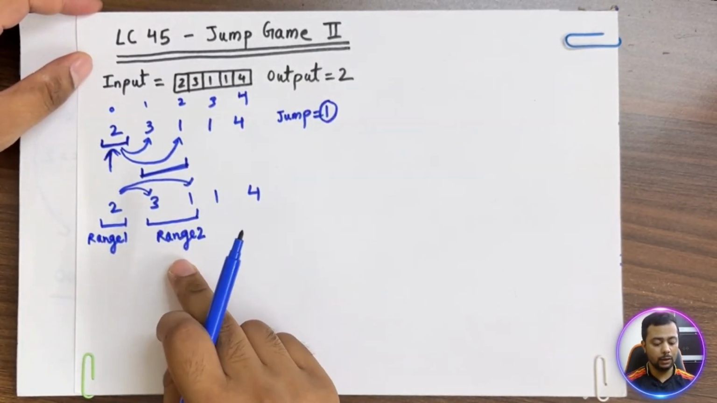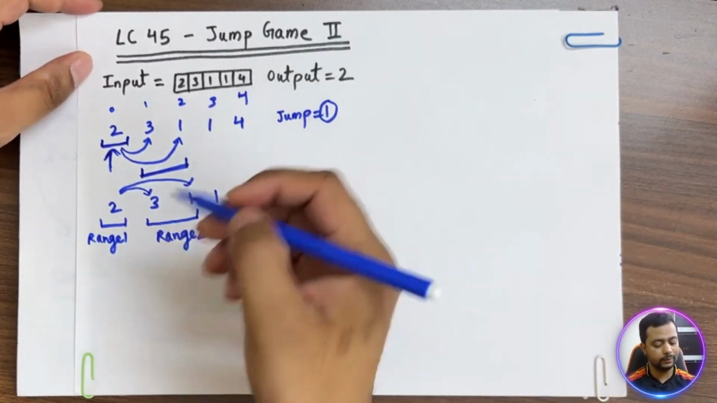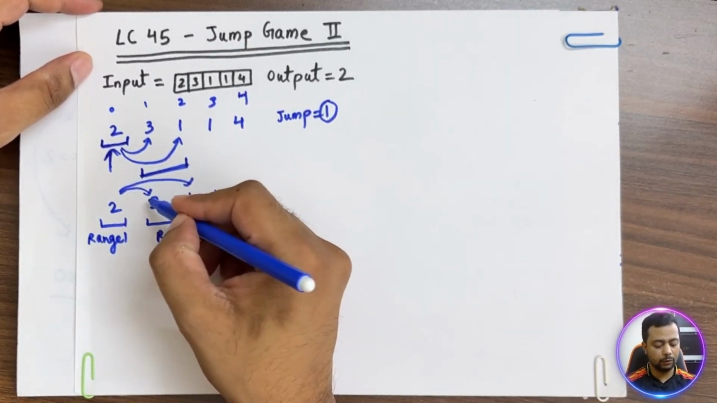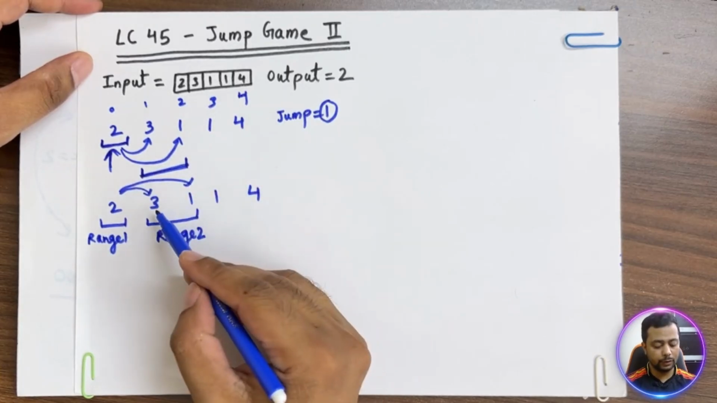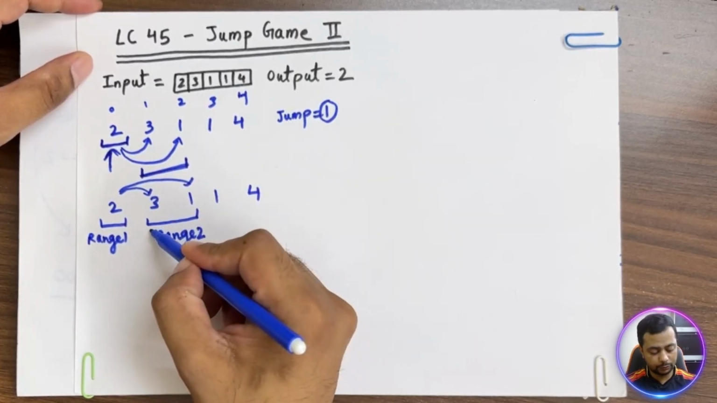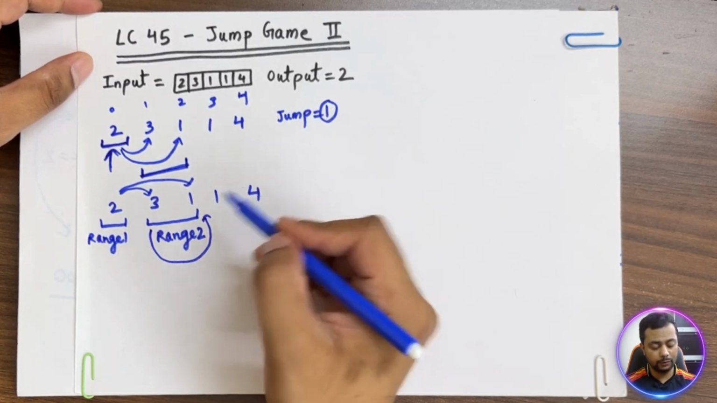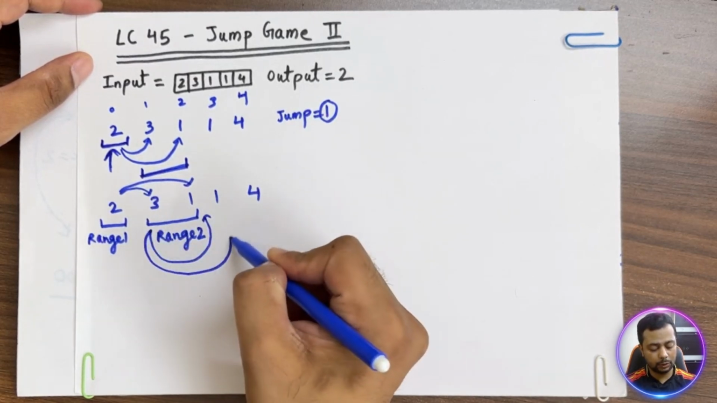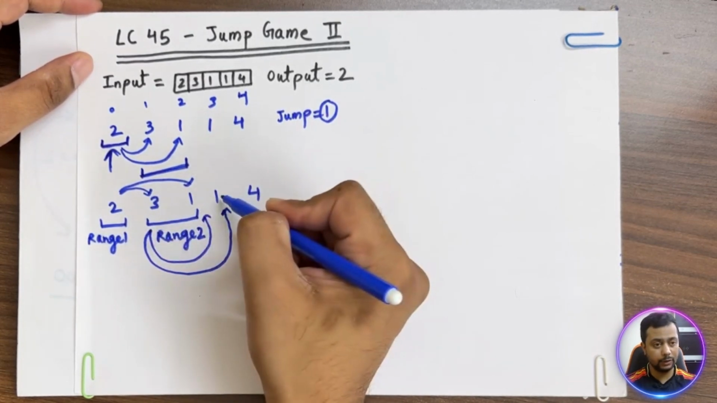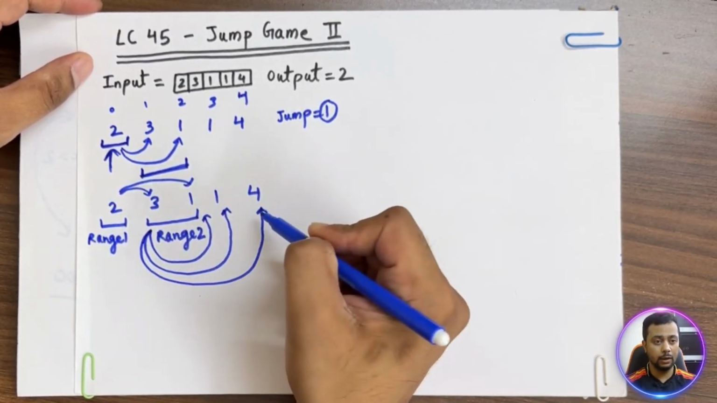Now I need to see what is the farthest position that I can reach from range number 2. So let's say I start from this particular element which has value 3. What are the possible jumps that can be taken from this particular position? It can either be a single jump. So if we take a single jump from 3, we end up over here, which is 1. Or we could take 2 steps, then we will land over here. Or we could take 3 steps, then we will land over here, which is 4.